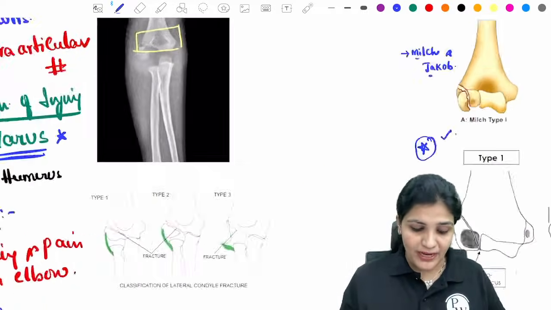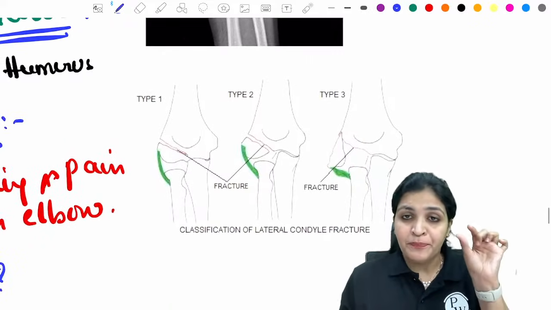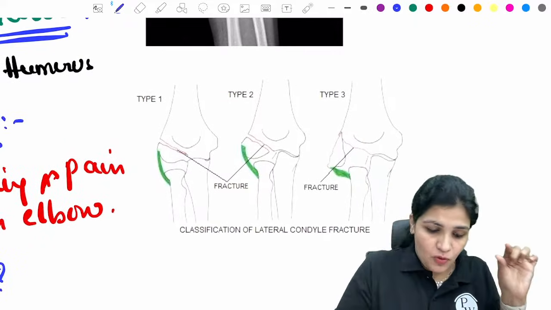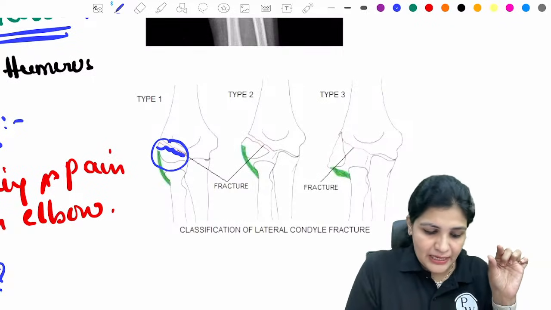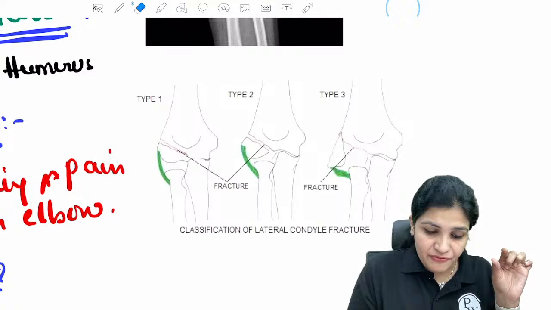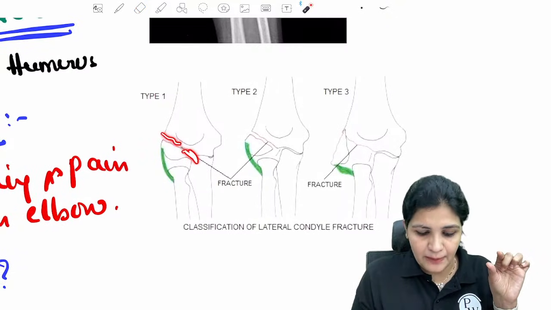And there is one more classification for lateral condylar fracture, just to assess the fragment. This lateral condylar fragment, if you see, is mildly displaced, right? So this is an incomplete fracture. You can see the fracture is not extending completely. It is not complete till here. It is only up to here.